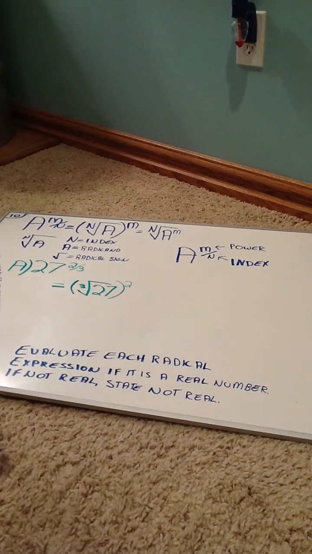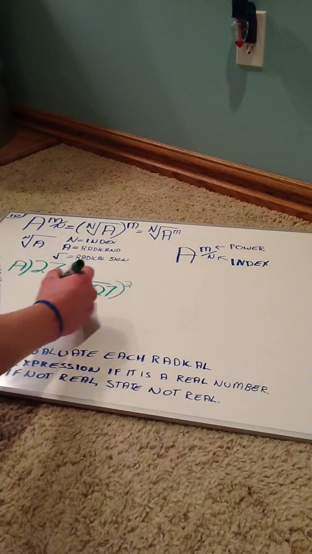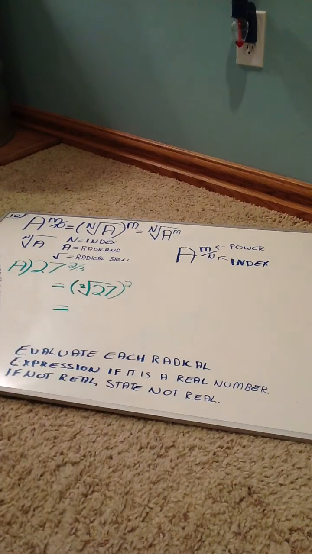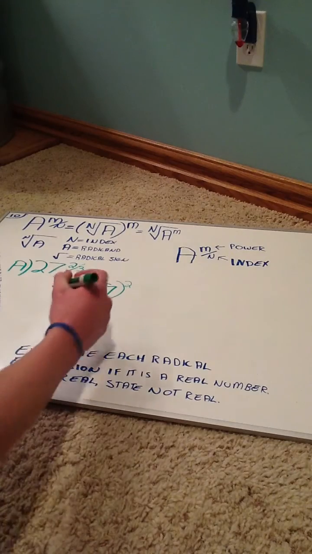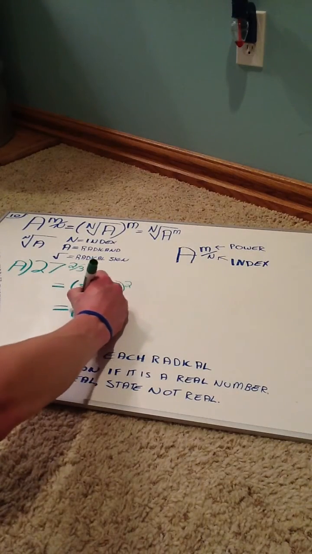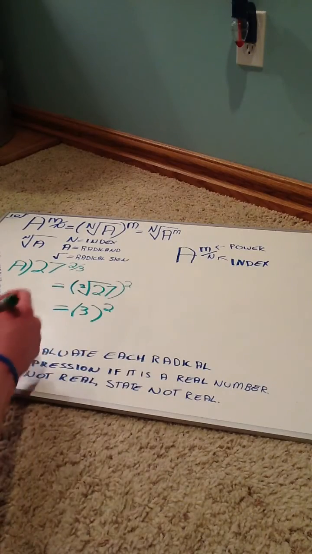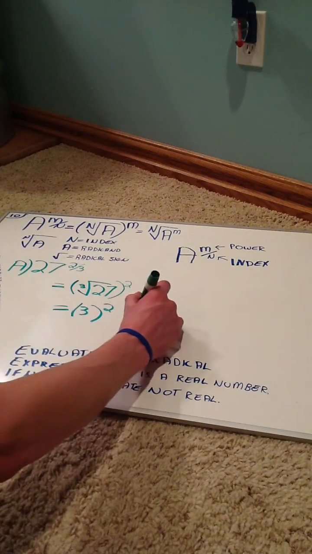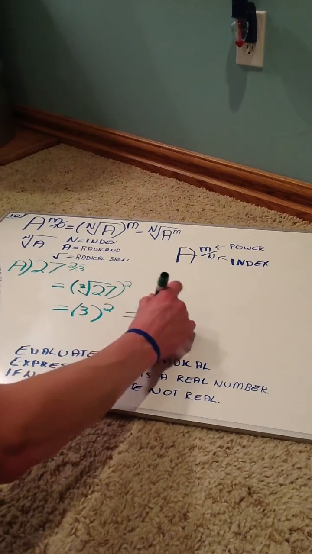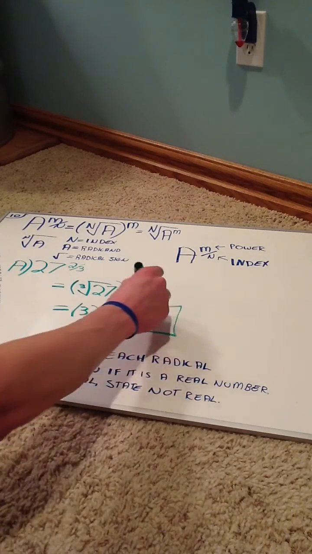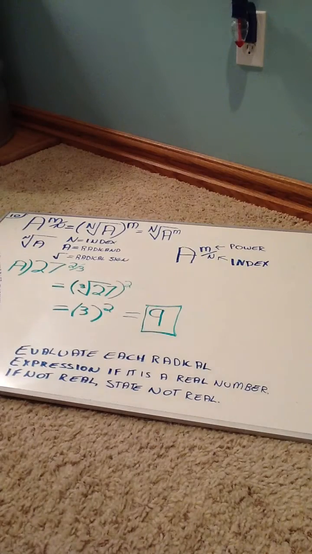So now we have to find the third root of 27. Well, the third root of 27 is 3, because 3 times 3 times 3 equals 27. So we have 3 squared. Well, 3 squared equals 9. That's our answer. Let's do another one.